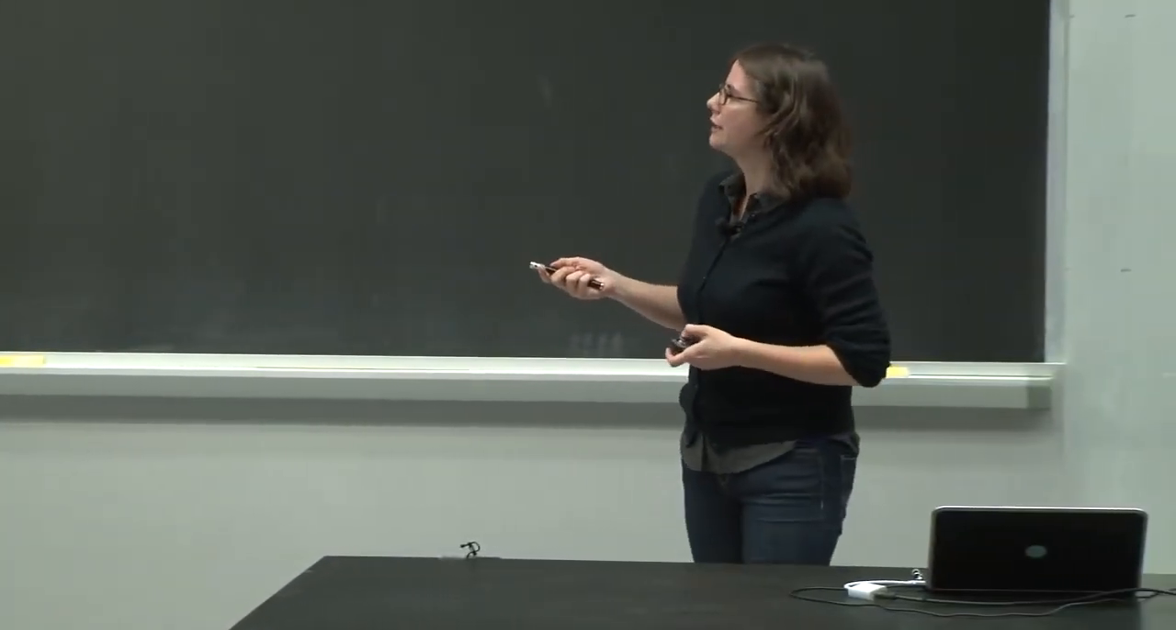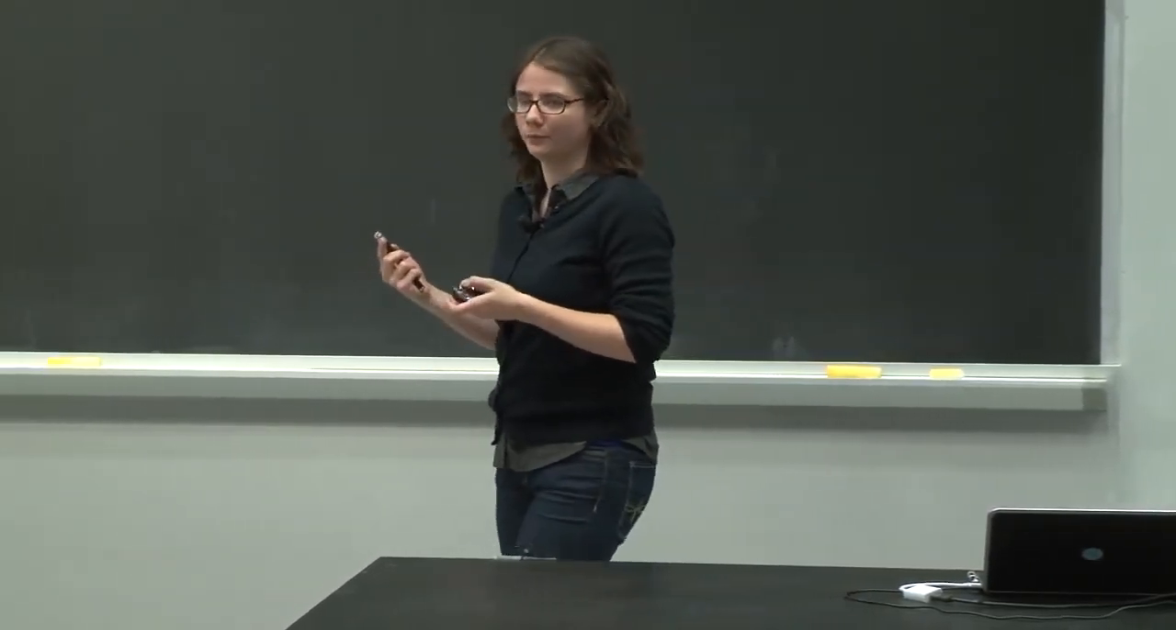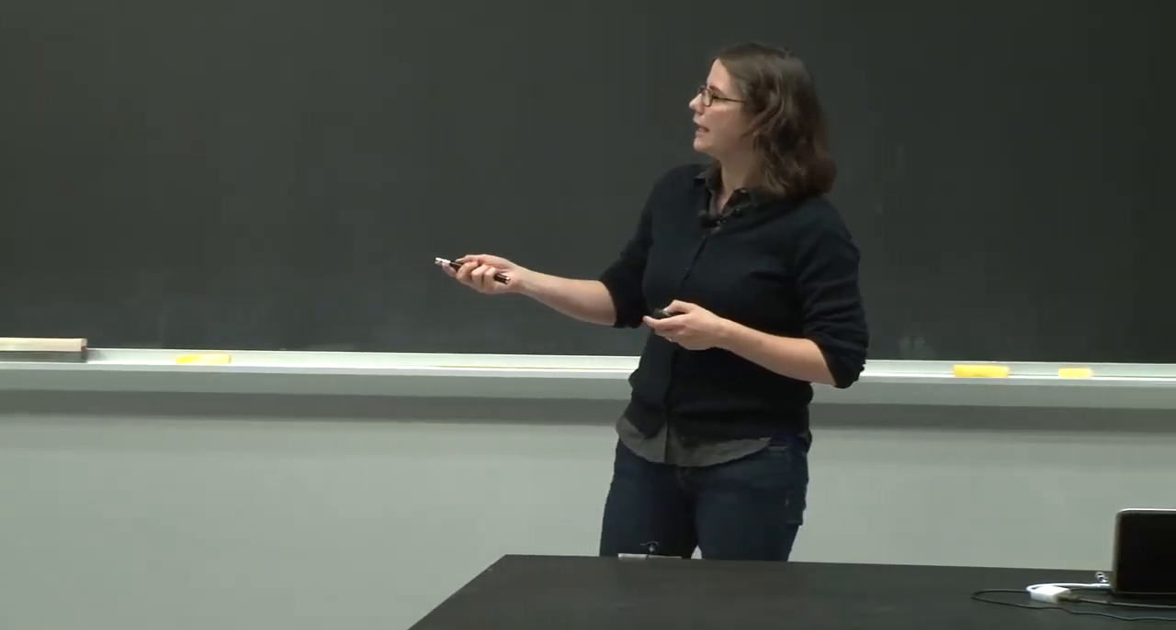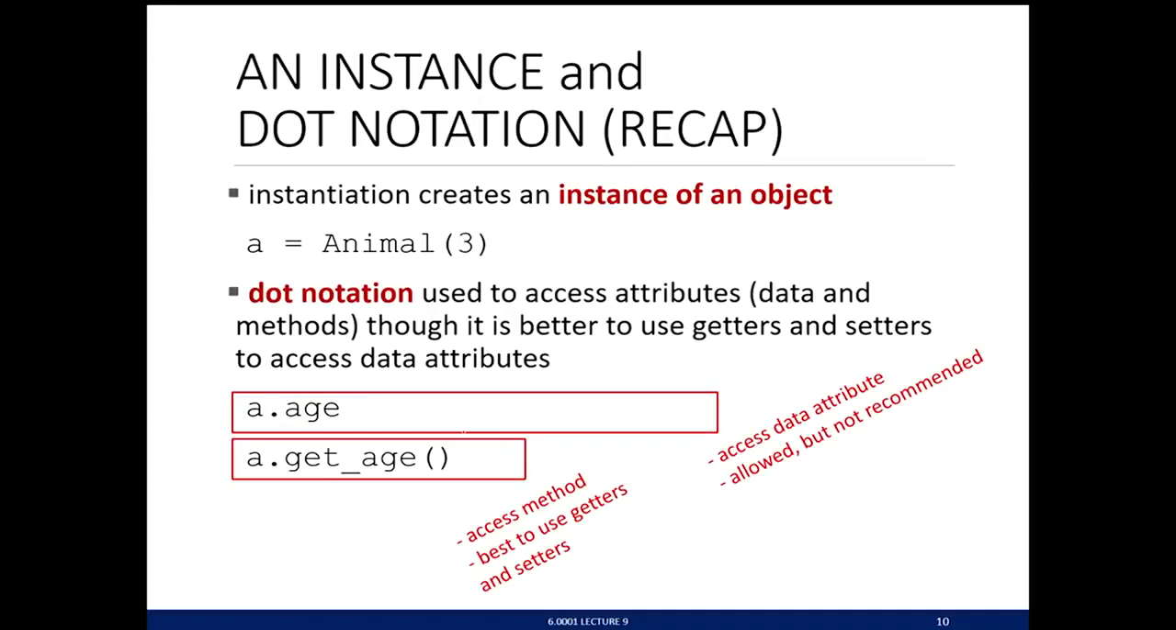However, it's actually not recommended to access data attributes directly. So this is the reason, you're going to see in the next slide, the reason why we're going to use getters and setters. Instead, you should use the getAge getter method to get the age of the animal. So this is going to return also 3. So these are going to do the same thing.